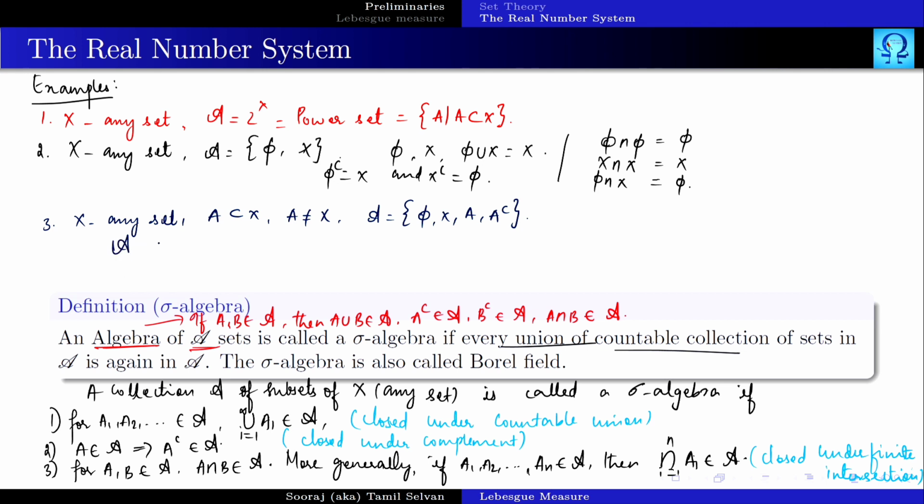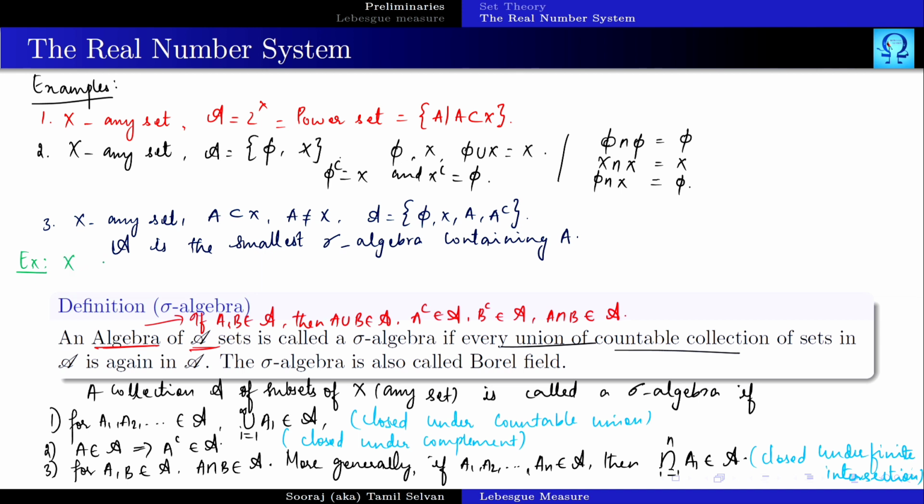Here script A is the smallest sigma algebra containing the set A.